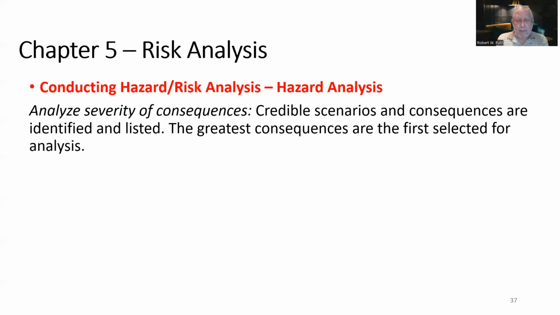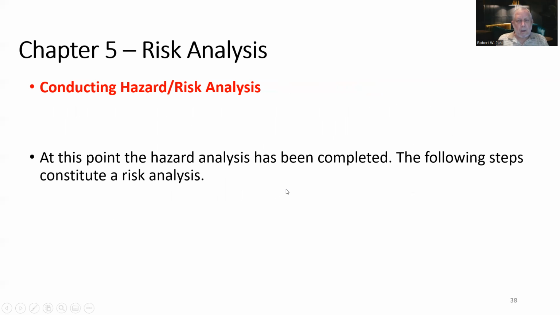So, conducting hazard risk analysis. Here we go again. Analyze severity of consequences. Credible scenarios and consequences are identified and listed. The greatest consequences are the first selected for analysis. At this point, the hazard analysis has been completed. Now, we talked about that little chart that had the 2 on the top and the 4 on the bottom, that little graph there. At this point, the hazard analysis is completed.